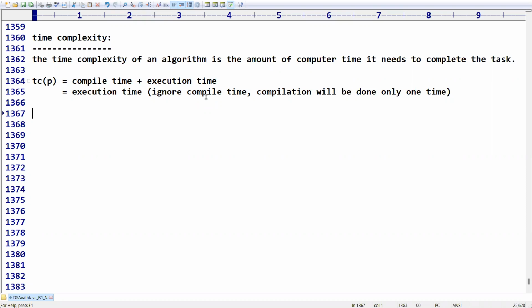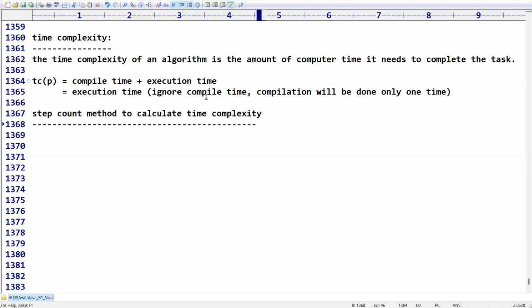This is nothing but what we have. We have different methodologies for calculating time complexity. In that, one of the methods is the step count method, to calculate the time complexity. Sir, how is this step count method going to work?